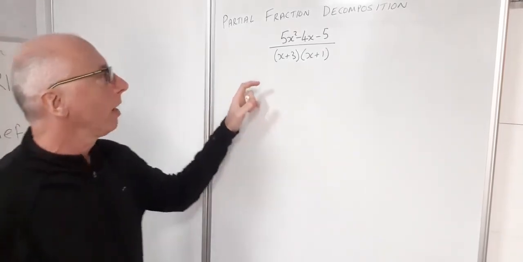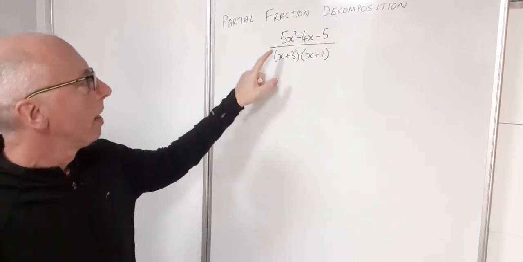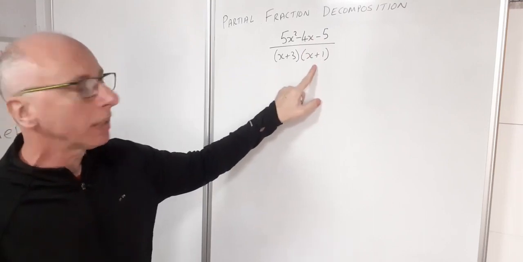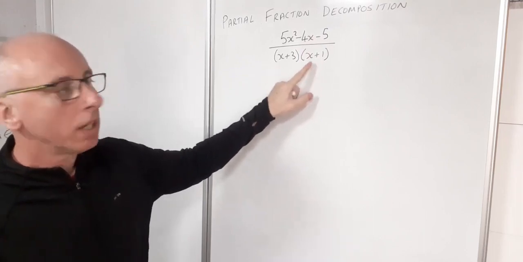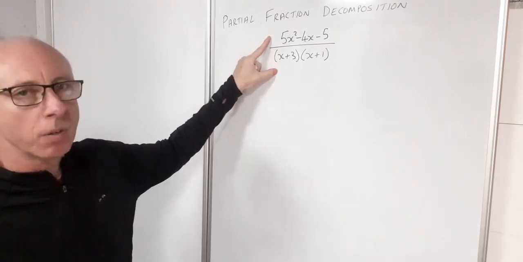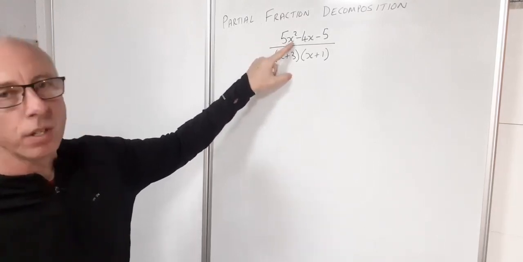So this question here, we want to do partial fraction decomposition of this fraction here. Now I've got a quadratic here and a factored out quadratic in my denominator. So the numerator and denominator are both of order 2. So I'm going to need to do something with the coefficient of my x squared term.